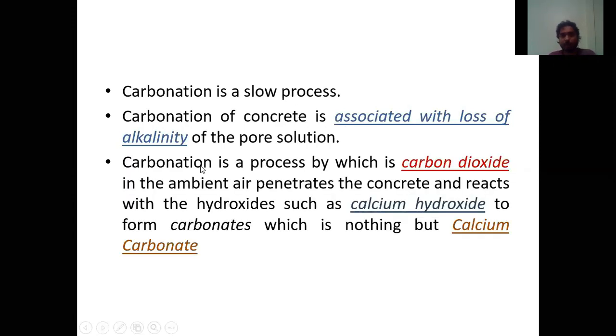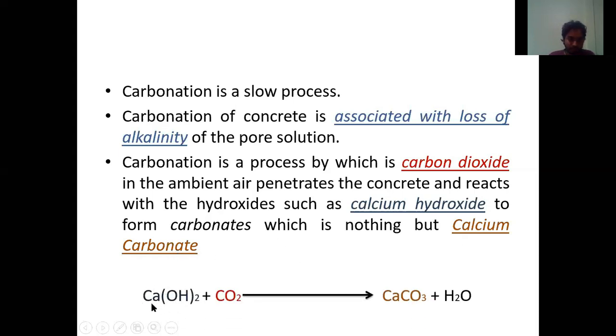Now, how does carbonation take place? Carbonation is a process in which carbon dioxide in the ambient air penetrates the concrete and reacts with hydroxides such as calcium hydroxide. Carbon dioxide reacts with calcium hydroxide to form a carbonate. As I've said previously, carbonation is a chemical reaction with CO2, and it forms a carbonate. Which carbonate is it? It is nothing but calcium carbonate. So that's what the reaction is.